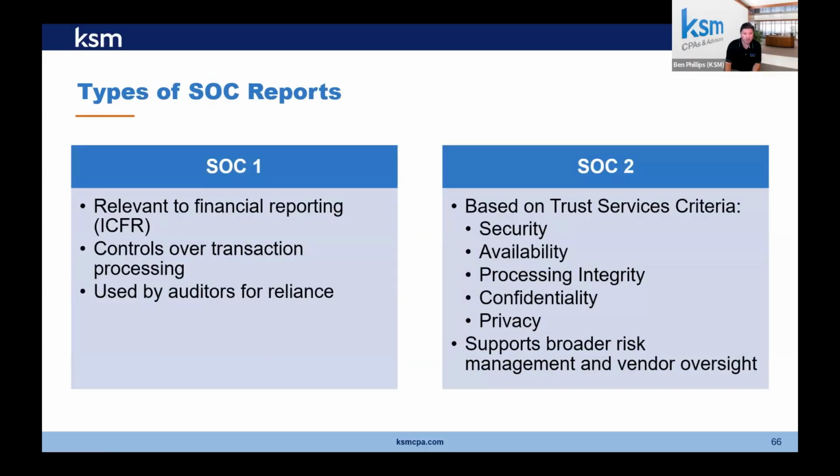So into the types of SOC reports, this is an area where it's fairly common to have confusion. A SOC 1 report focuses specifically on controls relevant to internal controls over financial reporting. And these are typically reports auditors care about when vendors impact transactions, processing, or financial reporting. SOC 2 reports are focused more broadly on something called the trust services criteria. This can cover security, availability, processing integrity, confidentiality, and privacy.